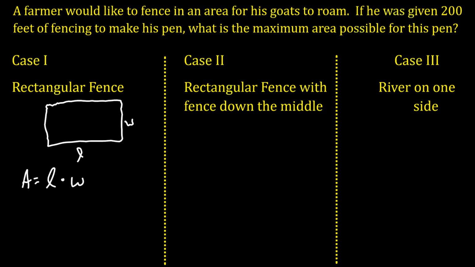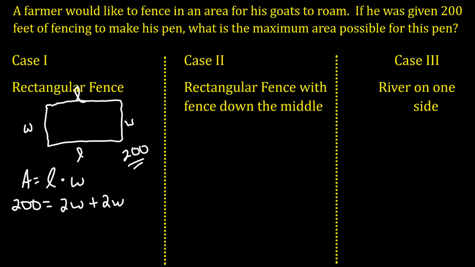What we know, though, is that the farmer has 200 feet of fence possible for this entire fenced-in area. So we're going to use all 200 feet of this fence. We're going to come up with a second equation, and it's going to be 200 equals all the sides added together. Since we have two lengths and two widths, it's going to be 2L plus 2W. So we've got two equations and two unknowns. The two unknowns are length and width.